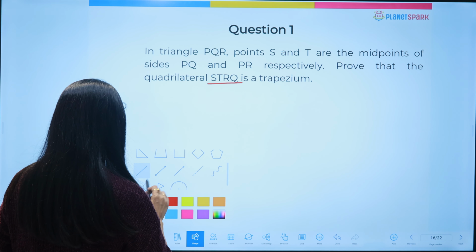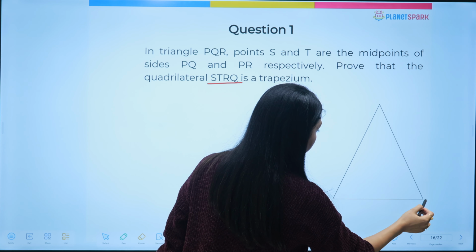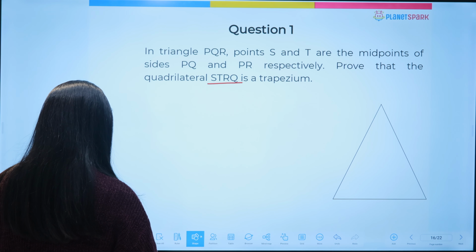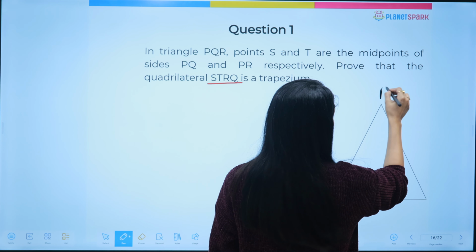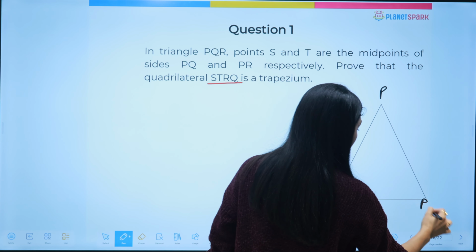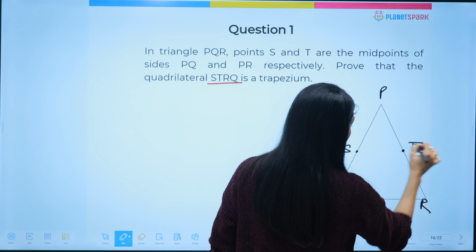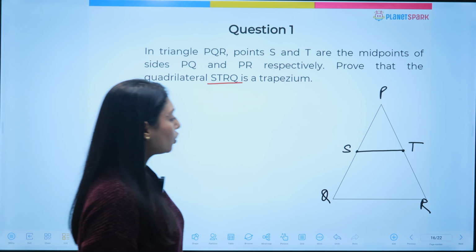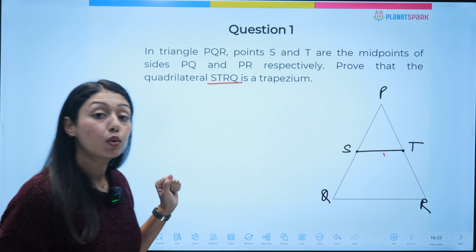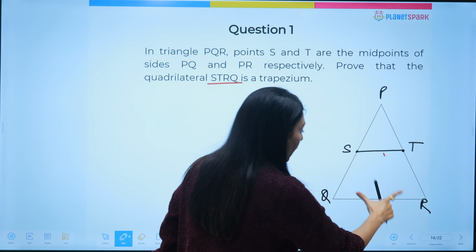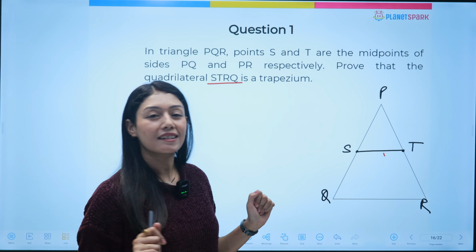So we need a triangle here. Let's say this is the triangle that we need. Then the triangle is PQR. Midpoints are given to be S and T. This is S, this is T. Let's join ST. So we have to prove this quadrilateral is a trapezium. क्या prove करना होगा हमें उसके लिए? ST parallel to QR. One pair of opposite side is parallel. So we can say it is a trapezium.